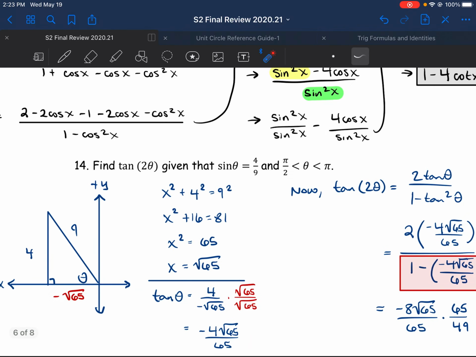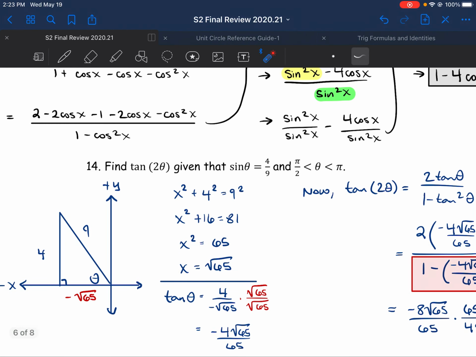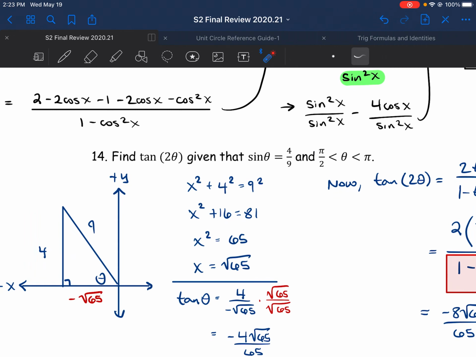All right, number 14, a double angle problem. Find tangent of 2 theta, given that the sine of theta is 4/9 and that theta is between pi over 2 and pi. So with these kinds of problems, we needed to use these domain restrictions to set up triangles in the quadrant. Now, pi over 2 to pi, this is quadrant 2.